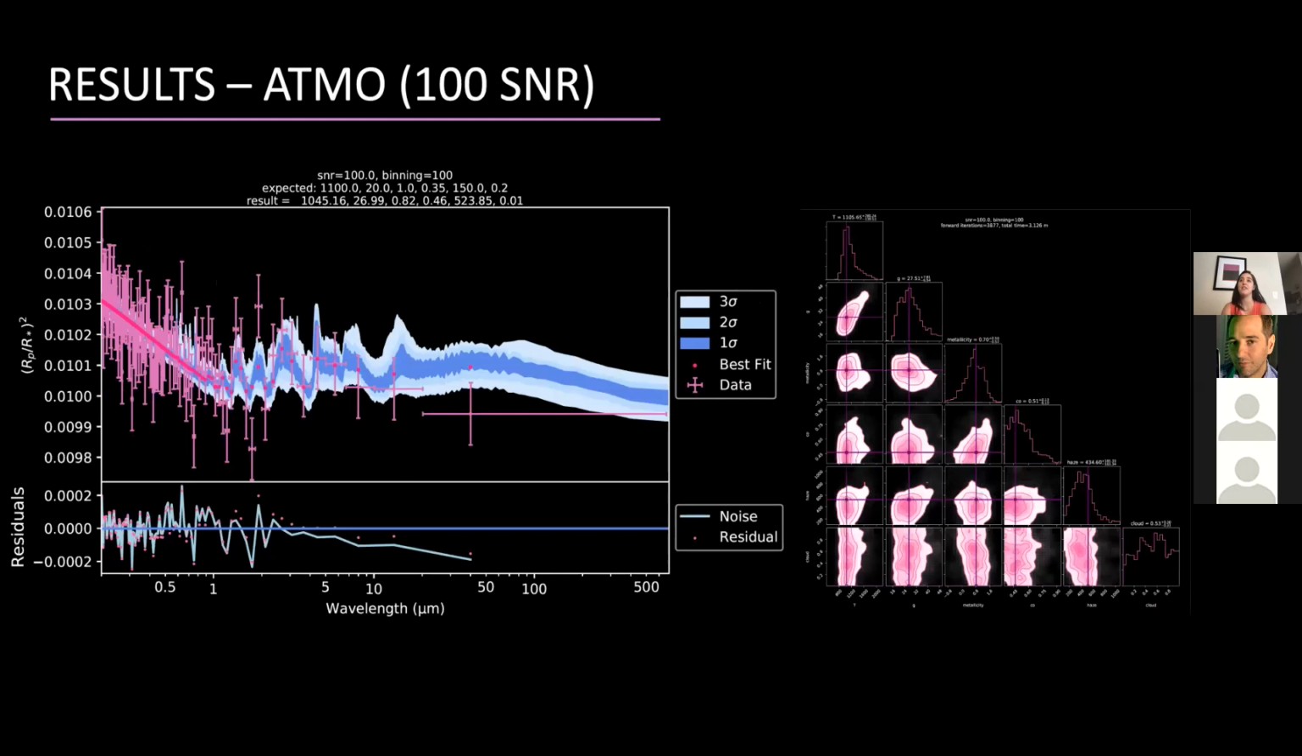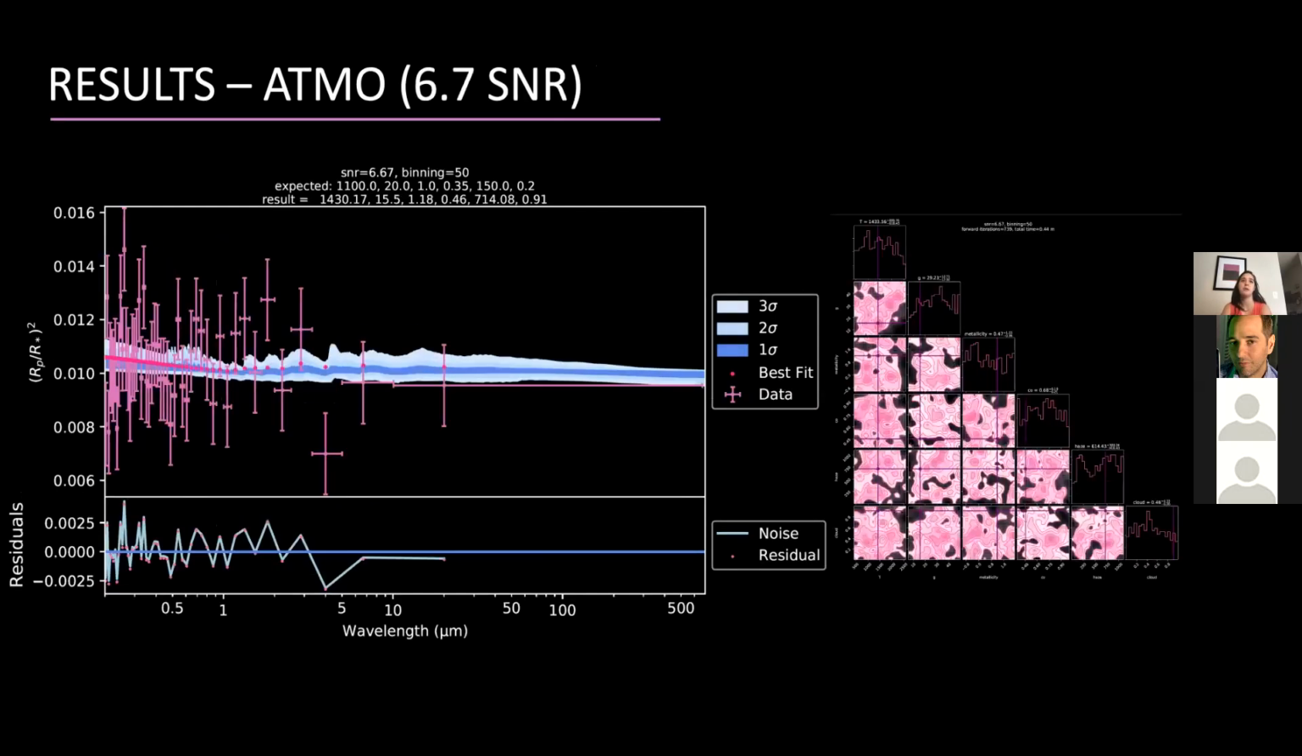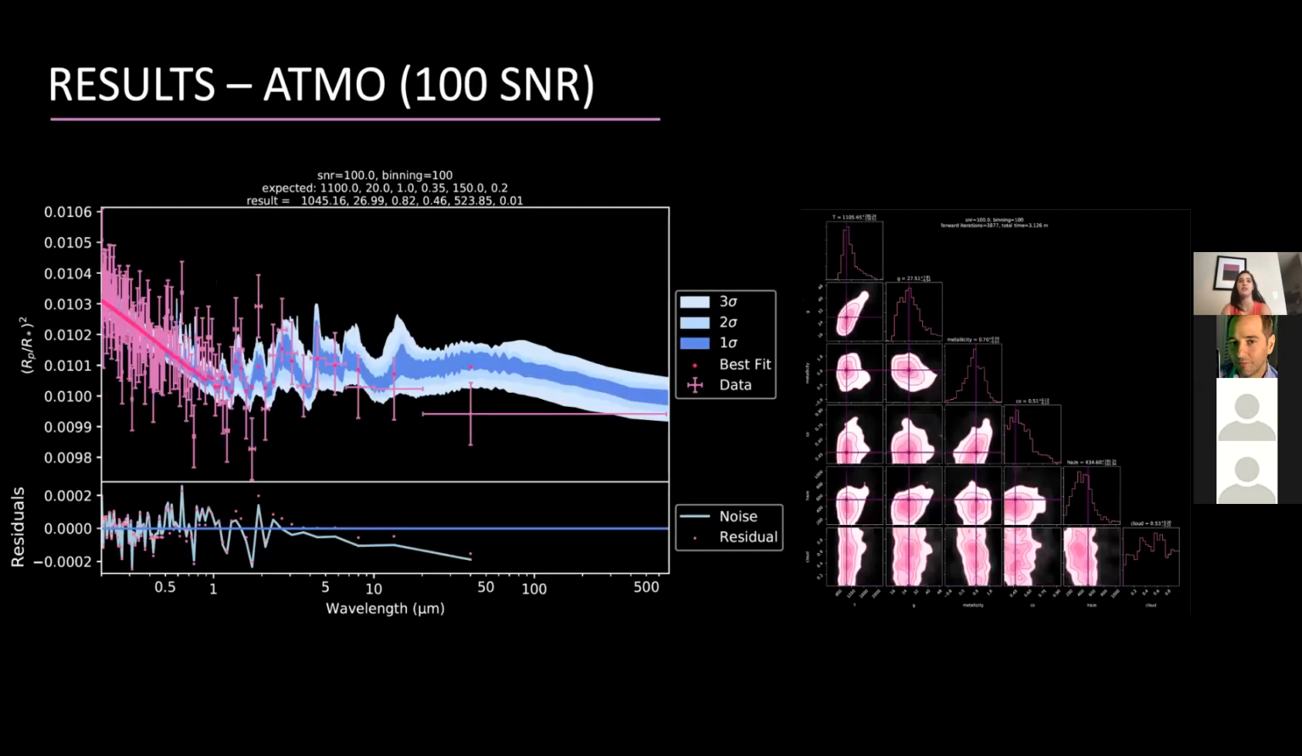What I want you to take away from this is, as you see between these three plots, the better the signal to noise ratio, the better results we seem to be getting, the closer to our expected values. And this is because, obviously, less noisy data makes it a lot easier for the sampler to find the values that it needs to find.